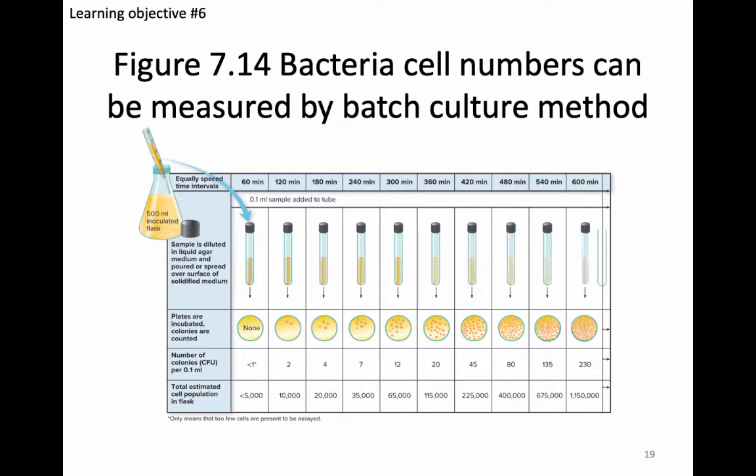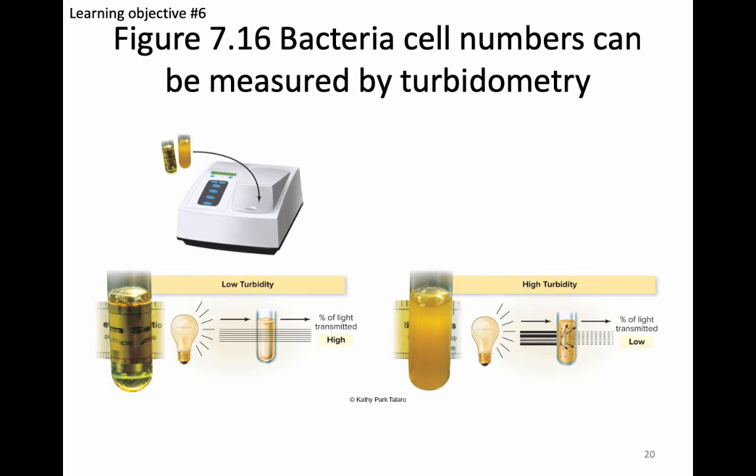You would then count the colonies, and that would give you a representative number of how many bacteria are present in the original culture flask. The benefit of the batch culture method is that you count only live cells. One of the disadvantages is that it takes time because you have to allow the petri dishes to grow overnight, so results are not instantaneous.